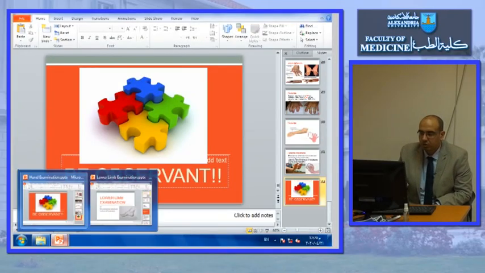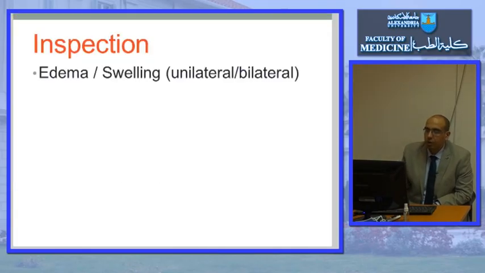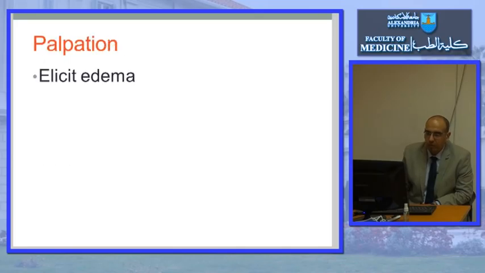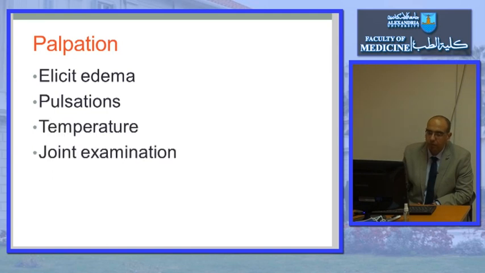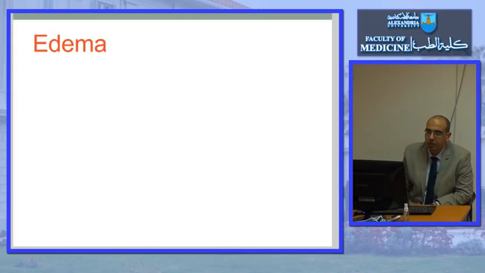Now we will go for lower limb examination. For lower limb, we should inspect for edema and swelling. Also comment on the skin, nails and muscles, joints, as we described before in the upper limb examination. But the most important for us is edema. Should also comment on pulsations like dorsalis pedis, popliteal artery and femoral artery. Should comment on temperature and joint examination and neurological examination. We will focus on lower limb edema.